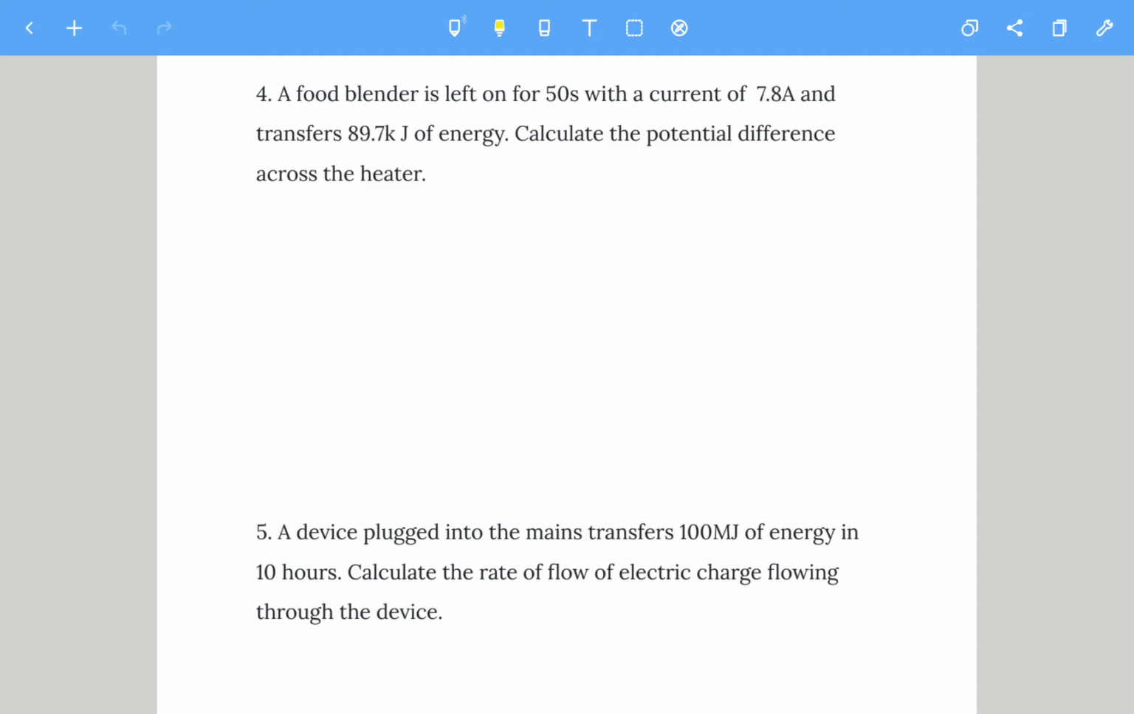So a little bit trickier. So if you want to pause and do 4 and 5, and I'll take you through the answers. So on 4, a food blender is left on for 50 seconds. It's got a current of 7.8 amps, and it transfers 89.7 kilojoules of energy. Calculate the potential difference, or the voltage. So E equals ITV. And to get voltage on its own, we need to get rid of IT that's multiplied. So the opposite of timesing by IT is dividing by IT.